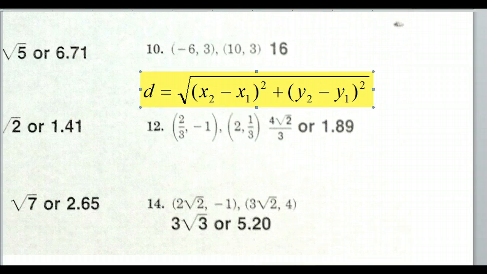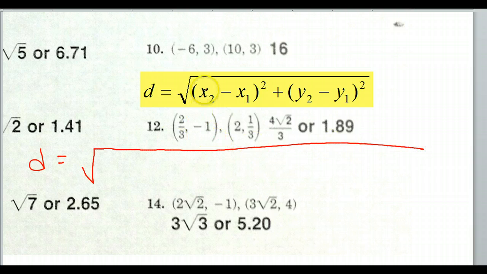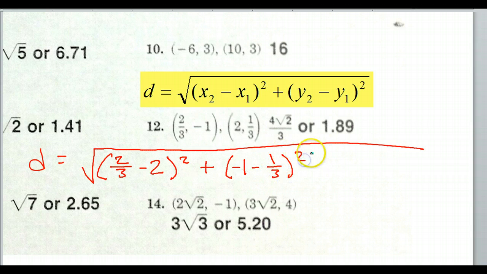Alright, so here we go. The distance should be the square root of x minus x squared. So that's going to be 2/3 minus 2 squared plus y minus y squared. So that would be -1 minus 1/3 squared. That's it.